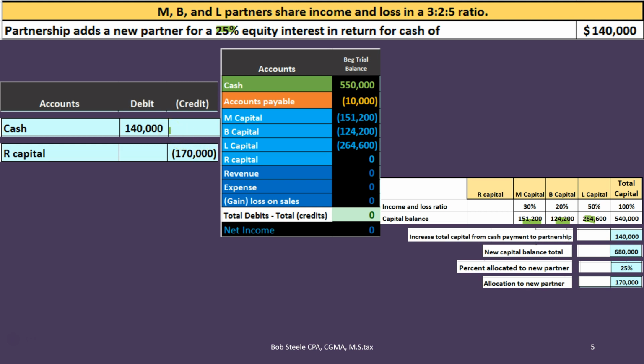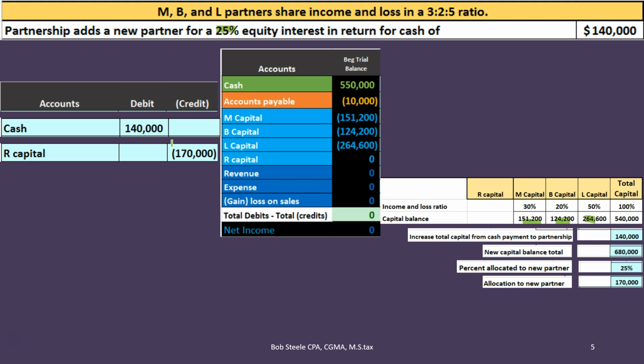And the reason for that, there could be different reasons for it, but it might be that R is coming on the books with some intangible assets, or maybe R has some particular name recognition which will generate future revenues that are not foreseen in this calculation. And therefore, the existing partners, in order to get R on board, are willing to give up a 170 interest, even though they're only receiving 140. So these two things will not always match. Most of the times, they will not match.